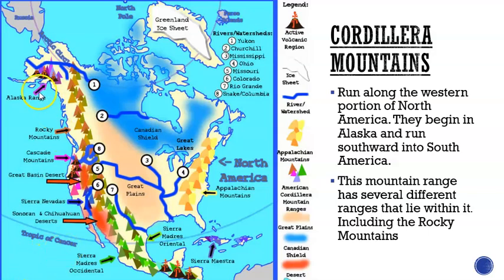That mountain range to the west is known as the Cordillera Mountains. The Cordillera Mountains run along the western portion of North America, and they begin in Alaska up here and run southward into South America. This mountain range has several different ranges that lie within it, including the well-known Rocky Mountains.